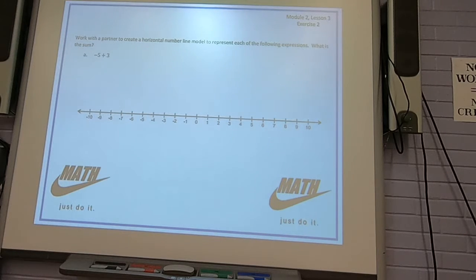So I'm going to start at 0 and I'm going to go left 5. And then I'm going to go plus 3, so I need to count to the right 3. So 1, 2, 3. Put me right here. So the answer is negative 2.